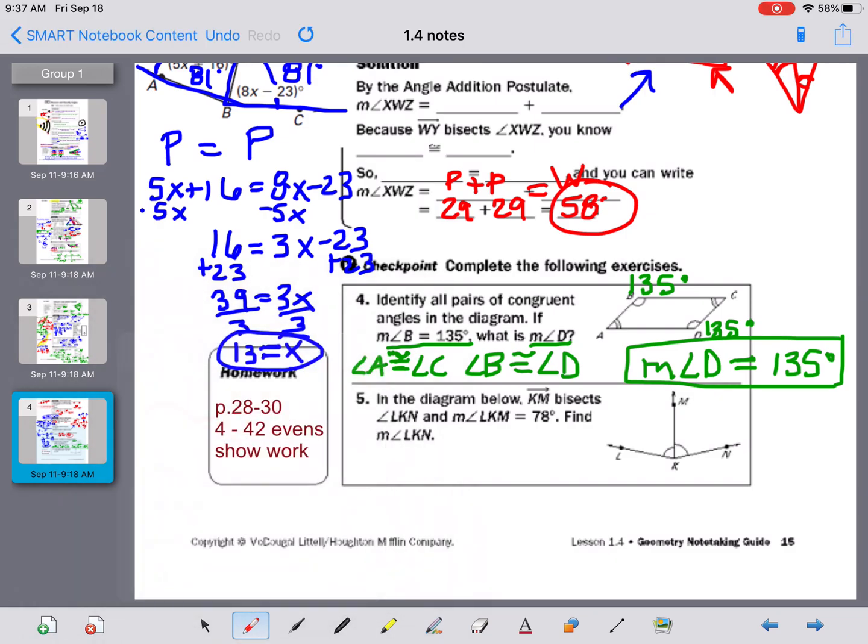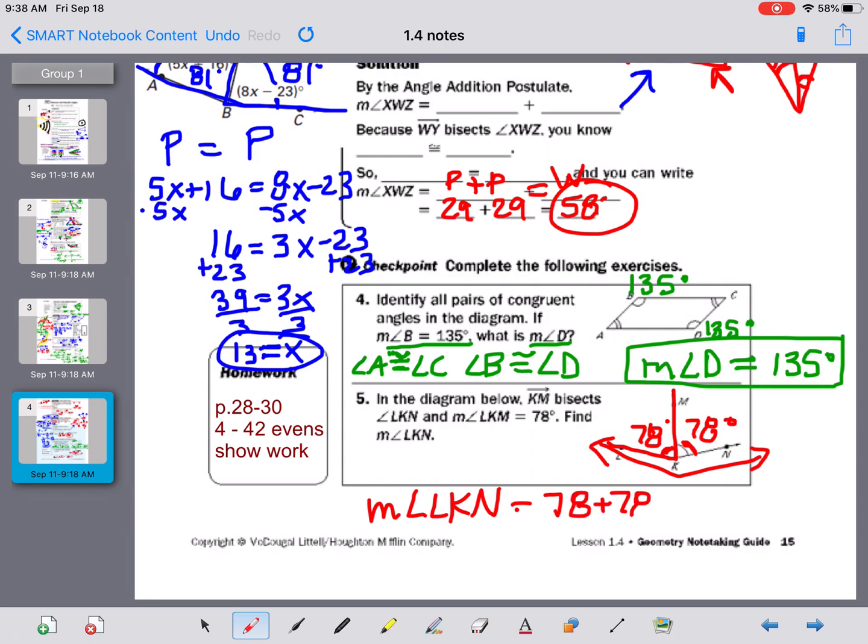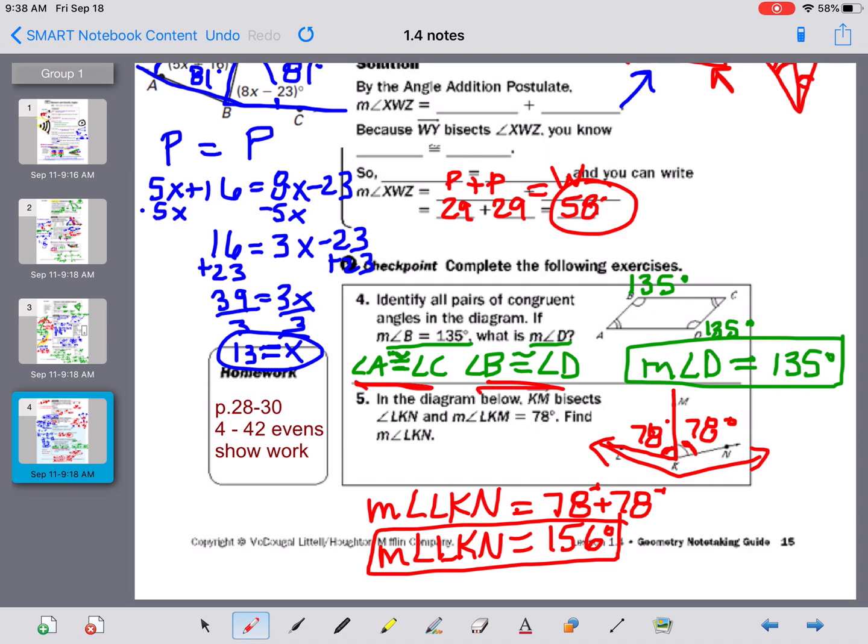All right, last one here. It says that we have KM bisecting LKN. LKM is 78 degrees. Find LKN, which is the whole thing. Well, if it's bisected, if this side's 78, this side also has to be 78. So if I want the measure of LKN, which should be a number, I'm going to do part plus part for the whole thing. And 78 plus 78 will give me 156. It asks me for the measure, it equals a number. If it's just the names, they are congruent. So that's angle measure.